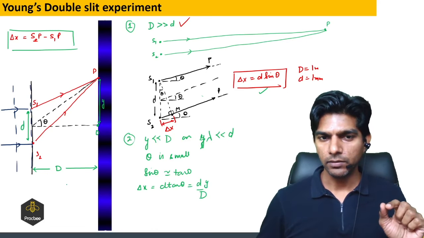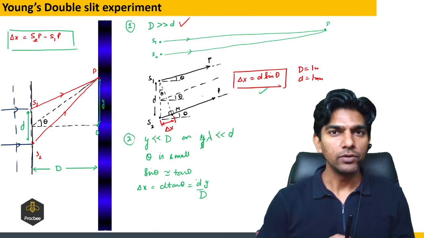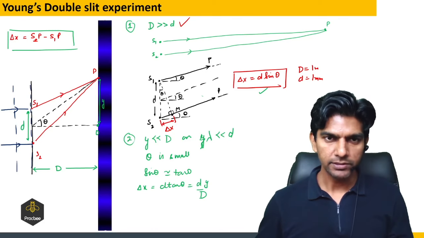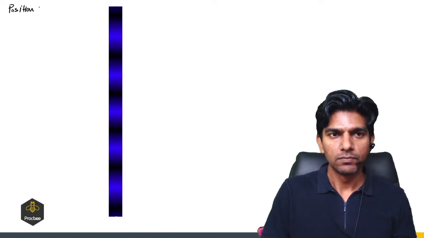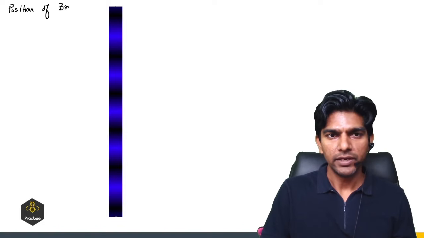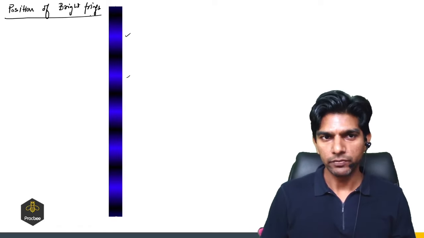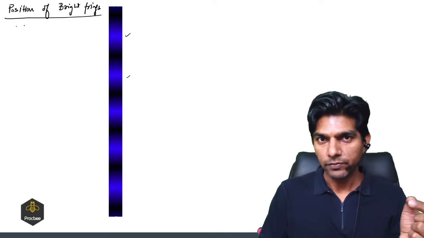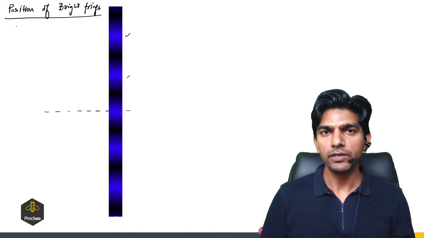Now we can find the position of different maximas, right? Basically, we have to find the value of y for different maximas or minimas. Let us see the position of bright fringes. So these are known as fringes, right? These are bright fringes, and we want to find the position of bright fringes. At bright fringes, we have constructive interference. So this is the central maxima, the central bright fringe.